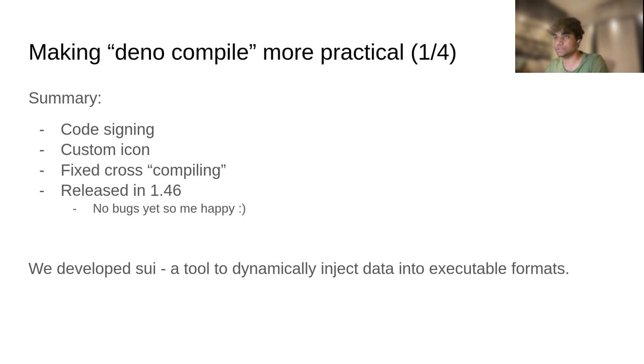The next thing I have is related to Deno compile. For the past month, I've been working on stuff on Deno compile to make it more, quote unquote, practical. Stuff that is now working is code signing, so you can code sign binaries on Apple and Windows. You can now also have a custom icon for your Windows executable.